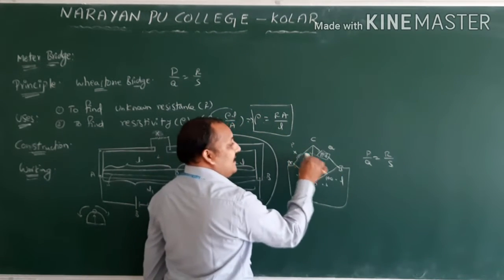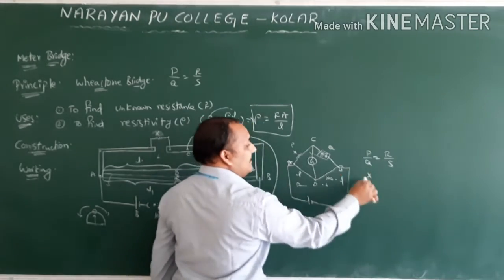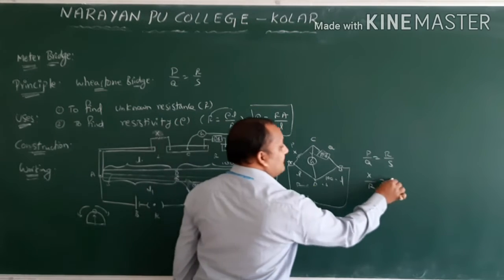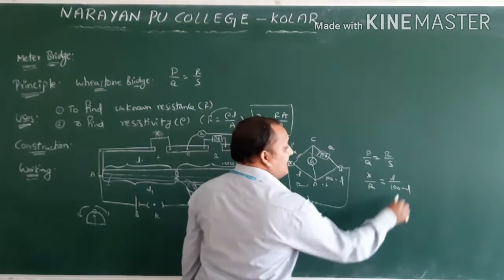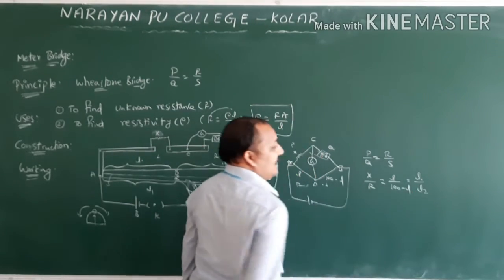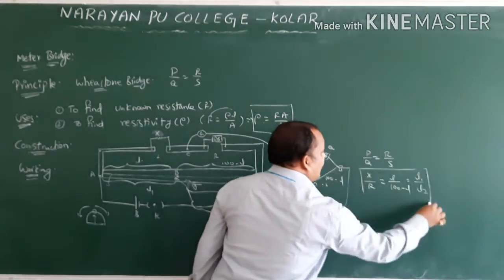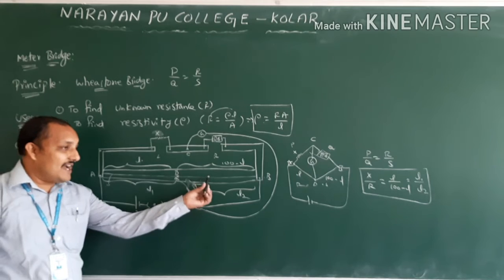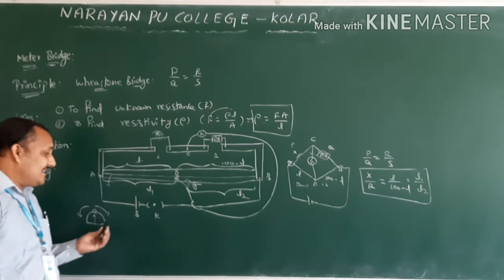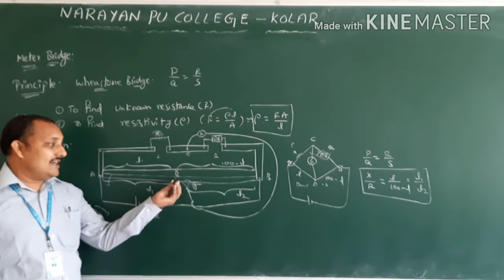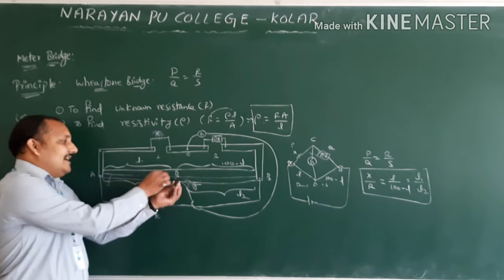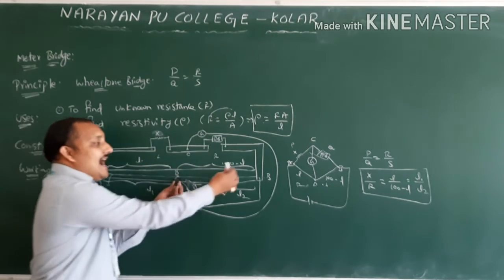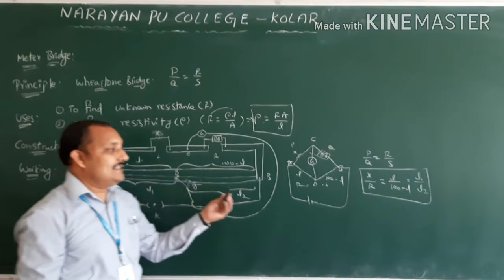In place of P, what is there here? X. In place of Q, what is there here? Known resistance R. In place of R, L. So L by 100 minus L. If you take L1 and L2, L1 by L2, both are the same. Whenever we move the jockey on this wire, somewhere it will show null deflection in the galvanometer. That is nothing but length. Let us assume some 40 centimeters you got. If it is 40, the remaining length is 100 minus 40, that is 60 centimeters.